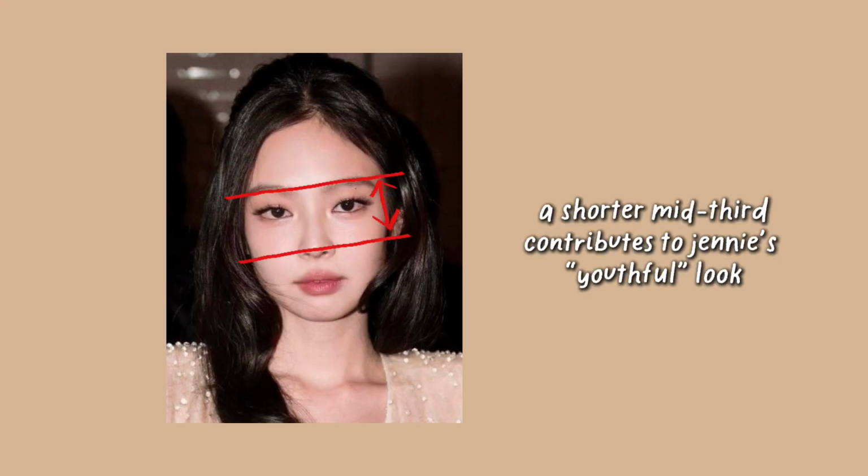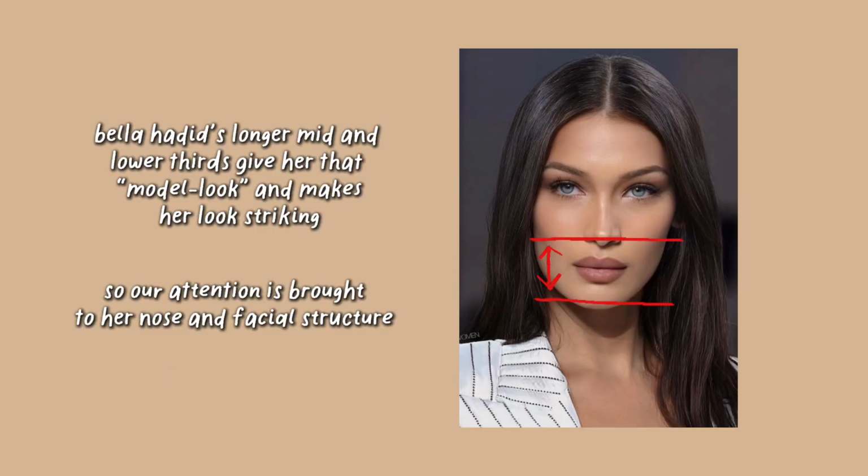And the balanced thirds are often going to help create harmony within your face. A shorter or longer third can shift the overall vibe. So for example, a shorter mid-third emphasizes youthfulness, while a longer lower third could give off more of a maturity, strength kind of vibe.